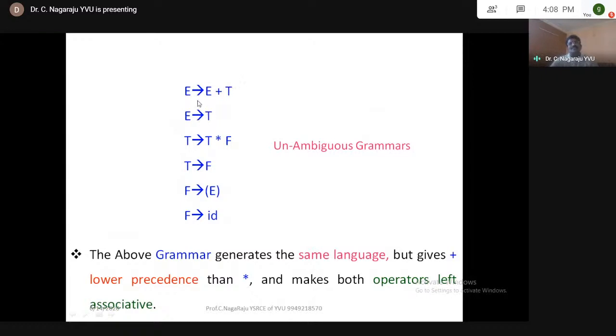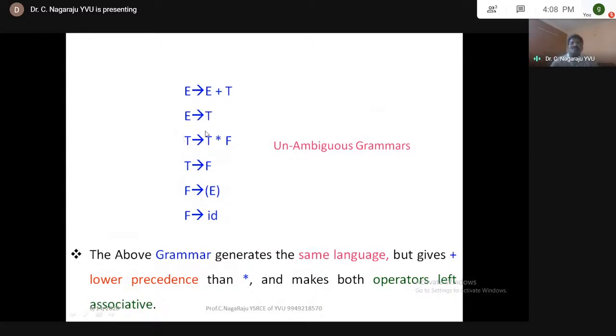Second, E is replaced with T. So then here E is equal to T. So when E is equal to T, the next one is E can have the form of E star E. But here E is equal to T now. So E is replaced with T.